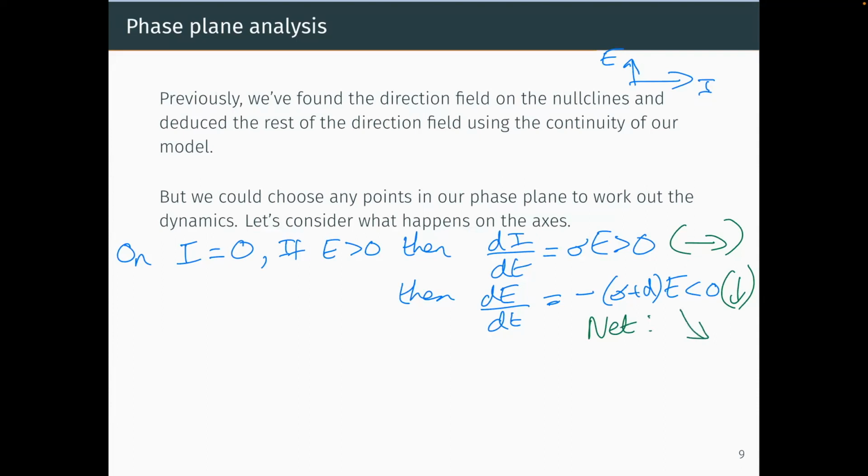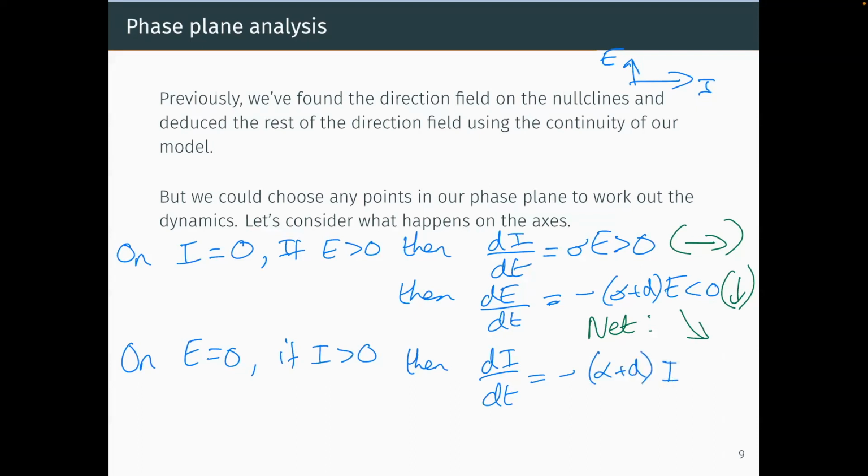Then we do exactly the same for the other axis. So on E is equal to 0, and we're going to assume that we have I greater than 0, so that we're not stuck at the origin. Then let's think again about our original equations. dI/dt is now going to equal, previously we had a sigma E here, but that sigma E is going to be 0 because E is equal to 0. And we just have a minus alpha plus d times I. So that's always negative, so we're going to have net movement to the left.